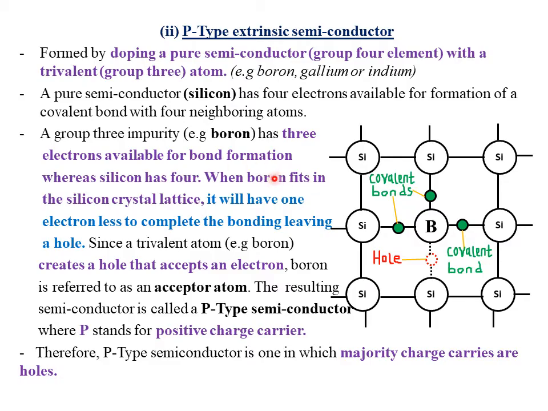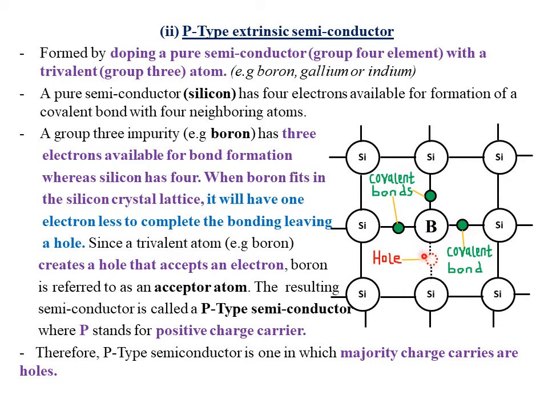So, when boron fits in the silicon crystal lattice, it will have 1 electron less to complete the bonding, leaving a hole. So you can see we have the boron here, which has 3 valency electrons, whereas silicon has 4 valency electrons, such that when boron fits into the silicon crystal lattice, we'll have the first valency electron of boron forming a covalent bond with silicon. Then we have the second valency electron of boron forming a covalent bond with silicon. Then we have the third boron valency electron forming a covalent bond with silicon.